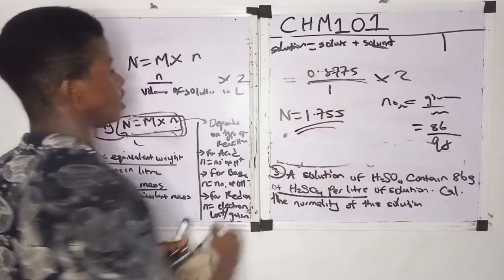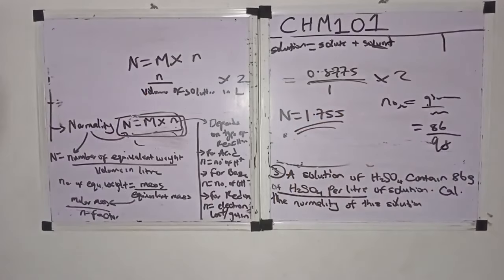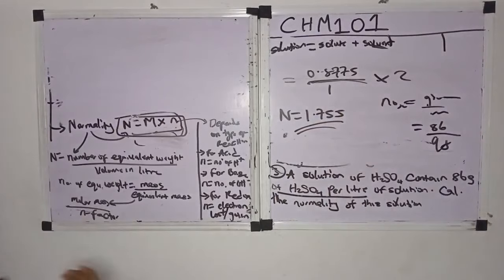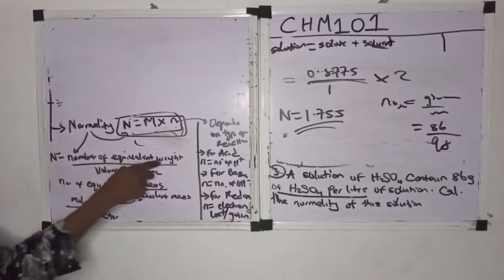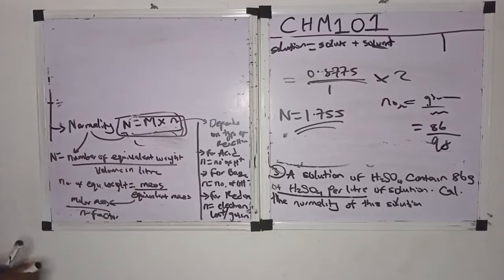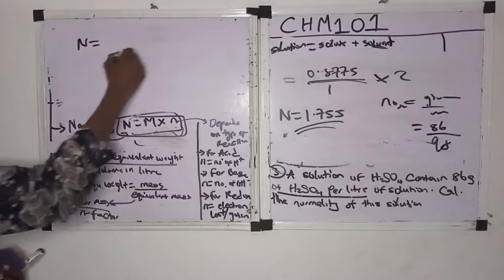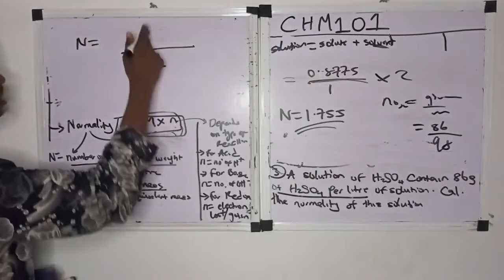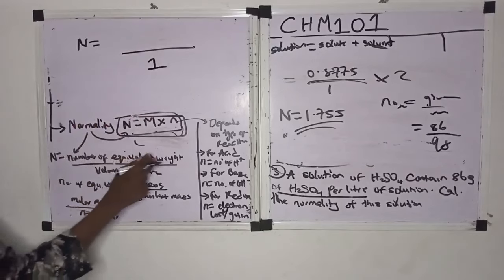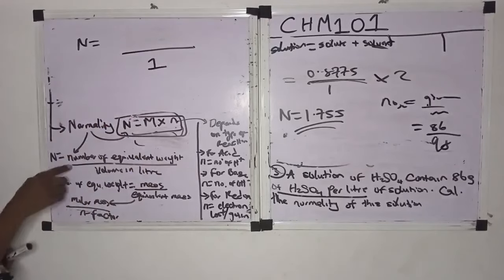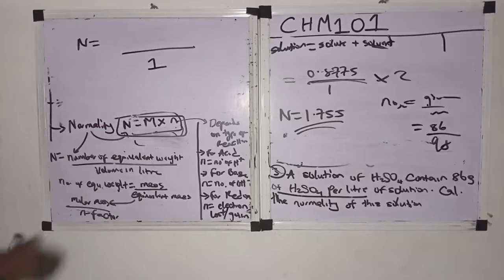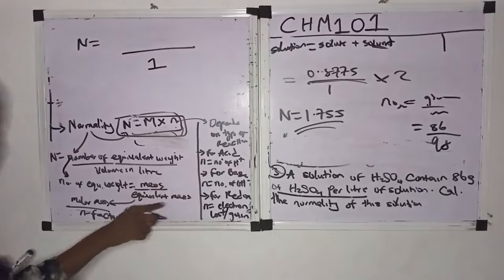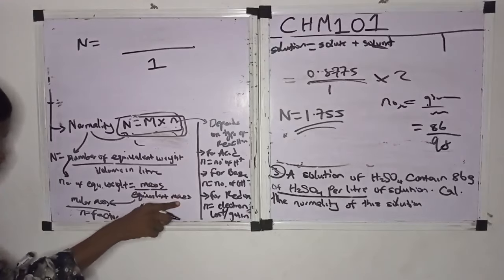Okay, so this is normality. So this is one way. Now let's do the other way. How are we going to do it? For the other way, normality is equal to the number of equivalent weights divided by the volume in liter. We all know that the volume in liter is already 1, right? Now, what about the number of equivalent weight? The number of equivalent weight is equal to the mass of the substance divided by the equivalent mass, right?